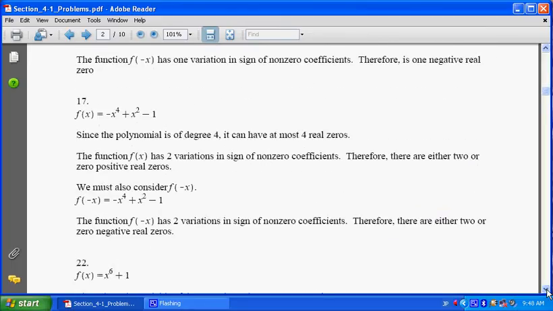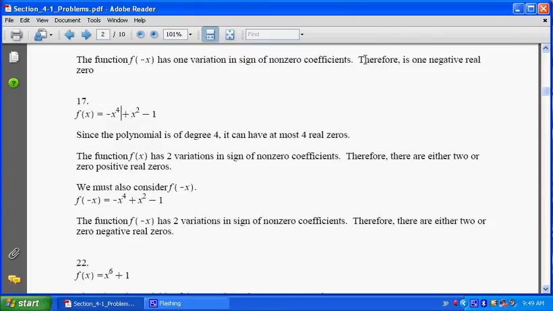Okay, moving on to the next one, 17. Here our polynomial is of degree 4. Again, that's the highest exponent in the function. And since the polynomial is of degree 4, it can have at most 4 real zeros. If we count the variations in sign, it goes from negative to positive. That's one variation in sign. And then it goes from positive to negative. That's another variation in sign. So the function f of x has two variations in sign of non-zero coefficients. Therefore, there are either 2 or 0 positive real zeros.